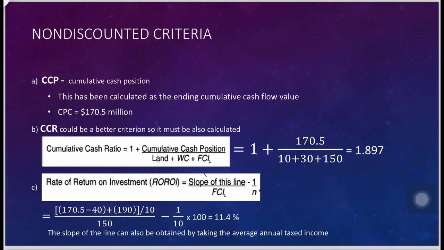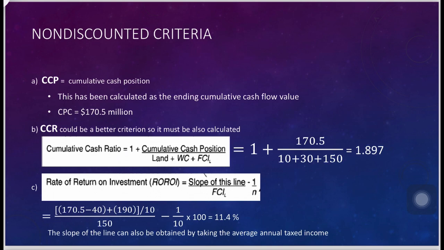But for the CCR, or the cumulative cash ratio, you have the formula, which is 1 plus the cumulative cash flow position over the land cost, the working capital, and the FCI. Okay? So that is 1.897. If it's more than 1, it means that the process plant is profitable. And then you have your ROI. So the ROI is at 11.4%.